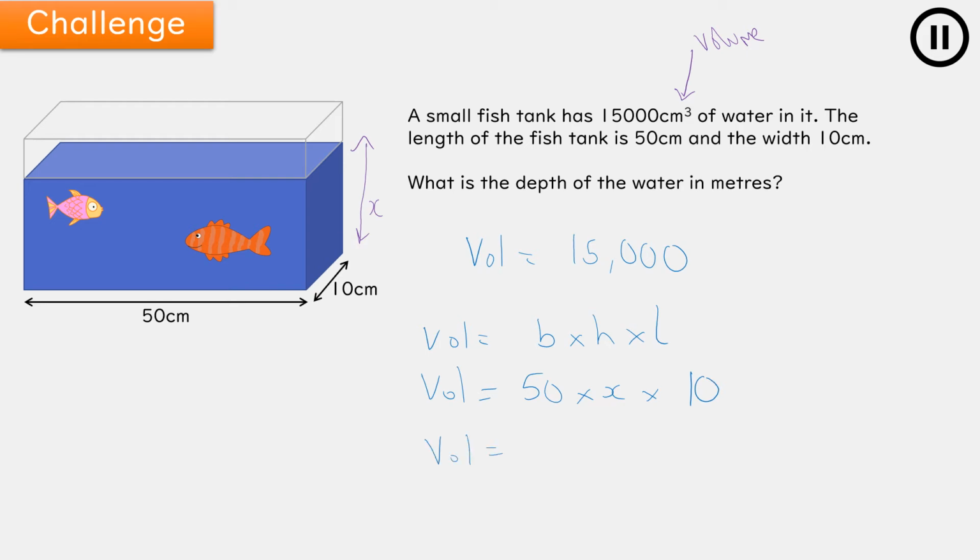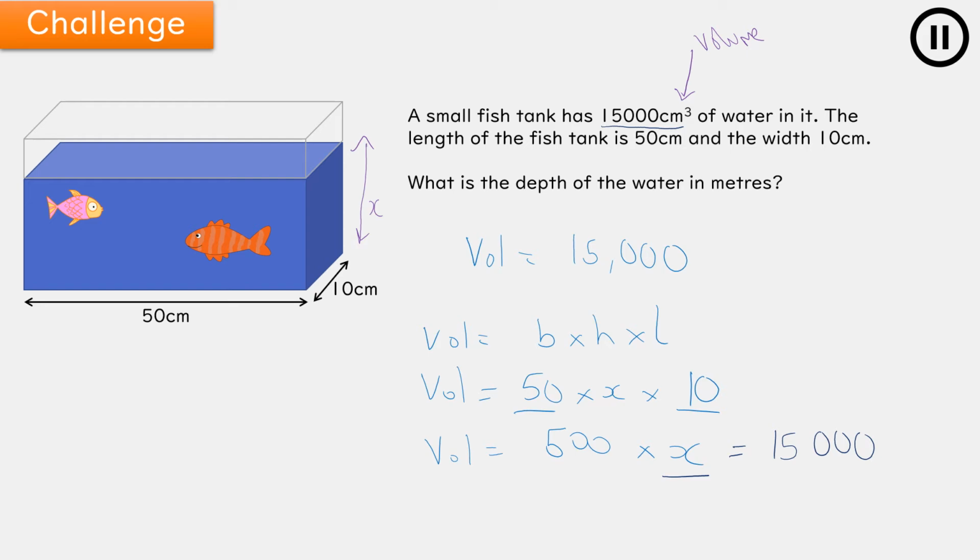50 times x times 10, well that's going to give me 50 times 10 is 500. 500 times by x, that's going to be whatever the volume is. In the question it does tell me what the volume has to equal. So I need to find out what that x needs to be in order for 500 times x to equal 15,000. What does that x need to be so that 500 times x is equal to 15,000?